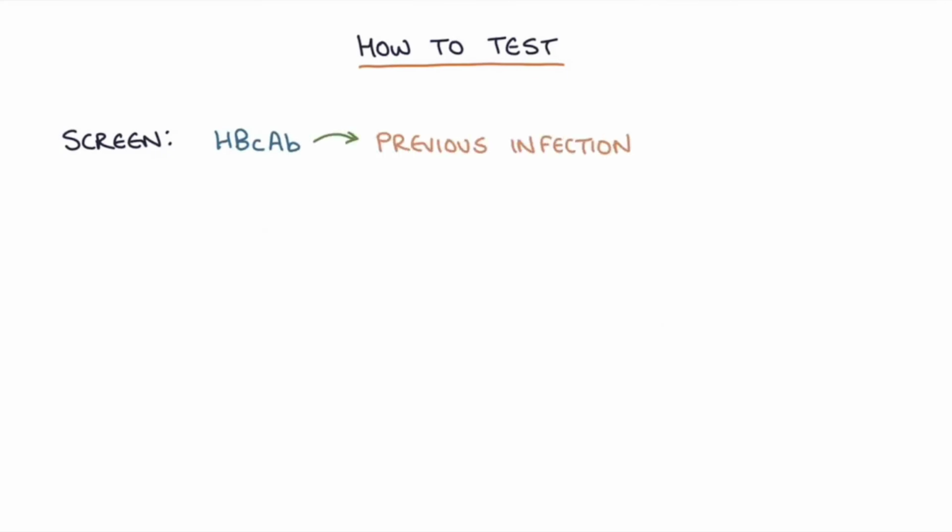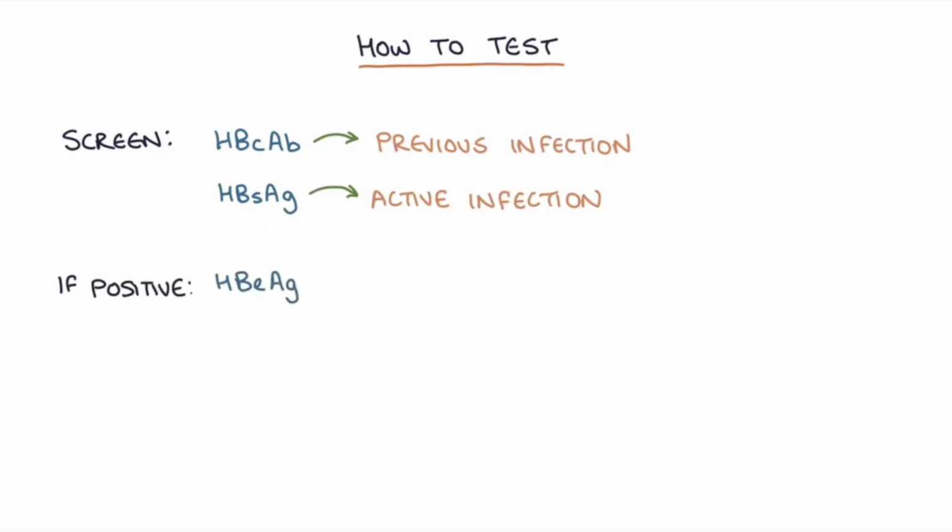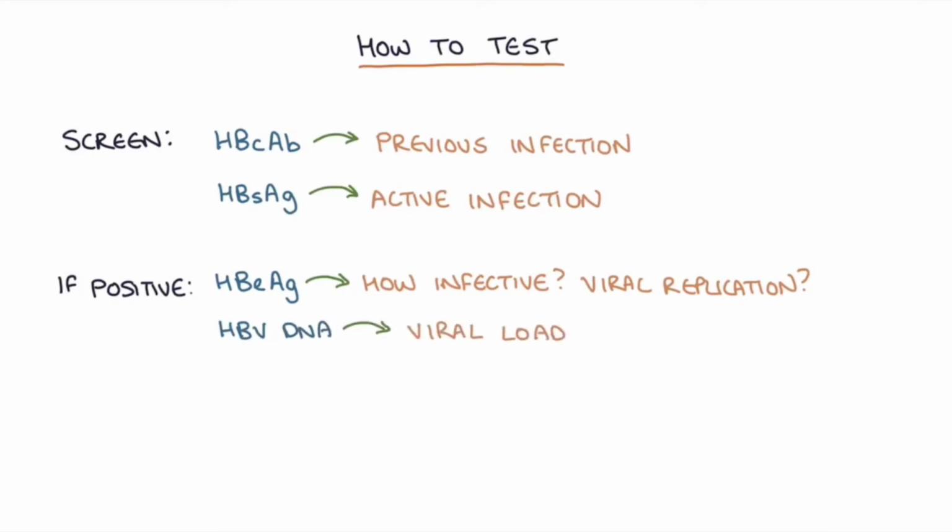A final note on how to test somebody you suspect may have hepatitis B. So when you want to screen somebody for Hep B, test for the Hep B core antibody, which will test for a previous infection, and test for the Hep B surface antigen for active infection. If these are positive, then test for the Hep B E antigen to see how infective they are and how much viral replication you're getting, and then test for the hepatitis B DNA to look for the viral load to see how many viral copies there are in the bloodstream.